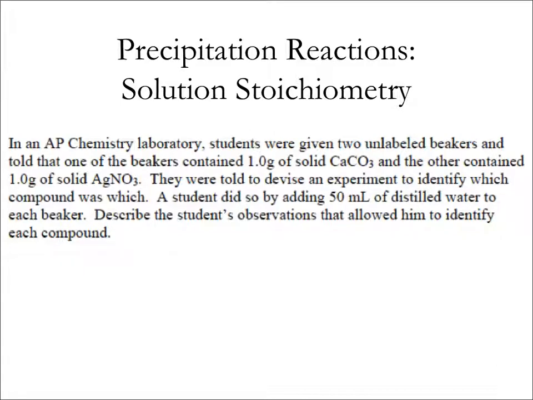So if you remember your solubility rules, all nitrate compounds are soluble. So when they added the distilled water to each beaker, the silver nitrate would fully dissolve and the calcium carbonate would not. So that's how they would differentiate between the two.